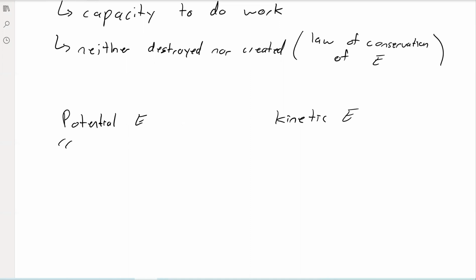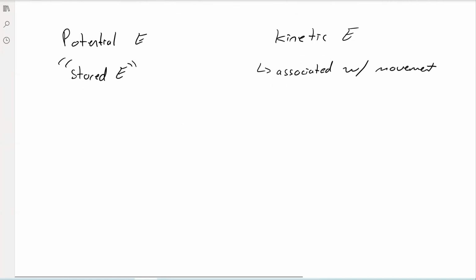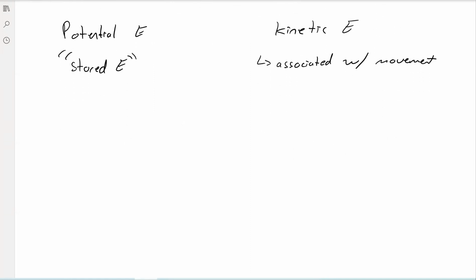So we can think about potential energy as kind of stored energy. So it's energy there, but it's not actually being used right now, but it's stored. It can be used later on. And then kinetic energy is associated with movement, right? So it's some kind of energy that's actually being released because something is in motion.